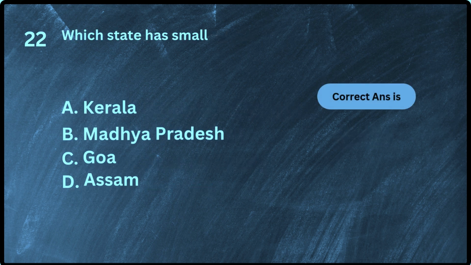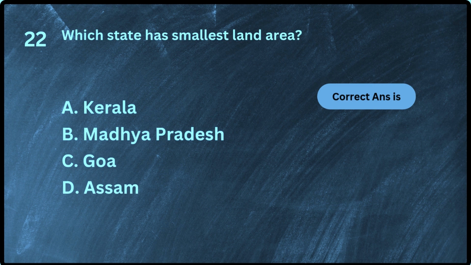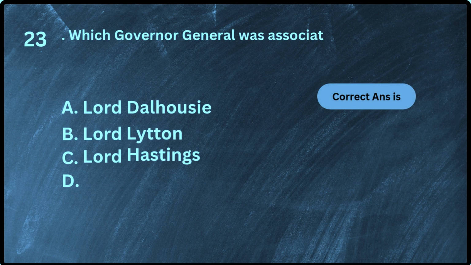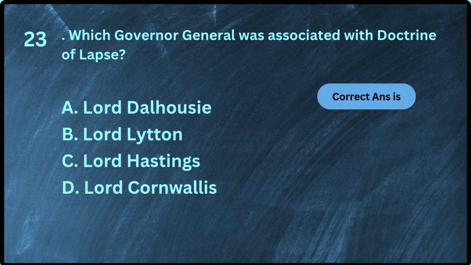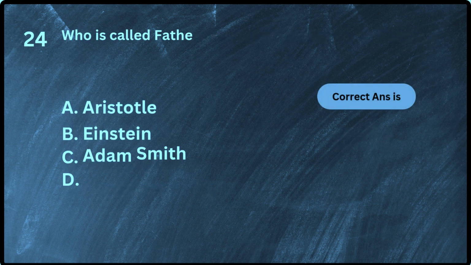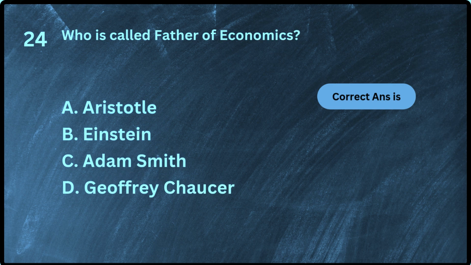Which state has smallest land area? Correct answer is option C. Which Governor General was associated with doctrine of lapse? Correct answer is option A. Who is called father of economics? Correct answer is option C.